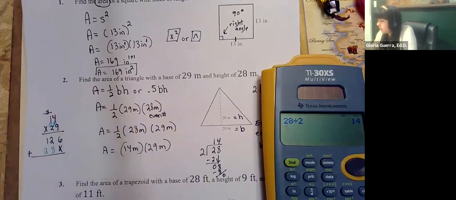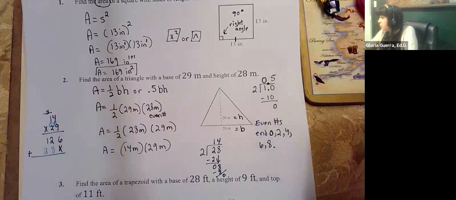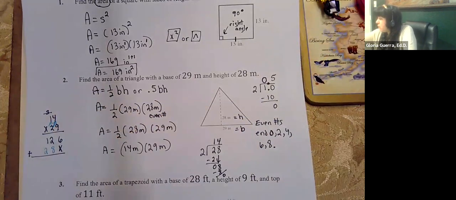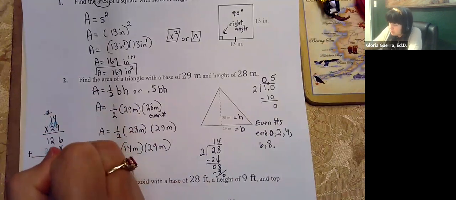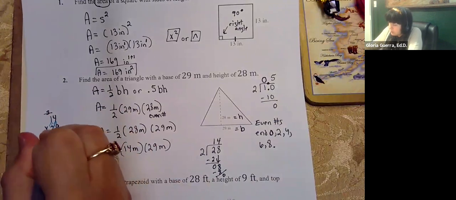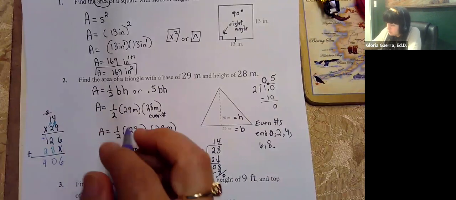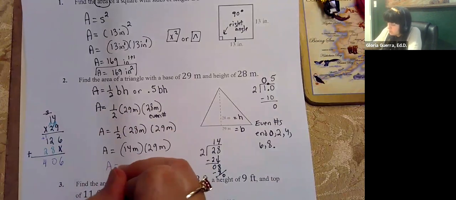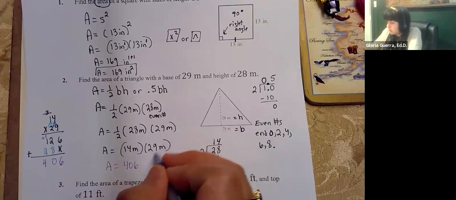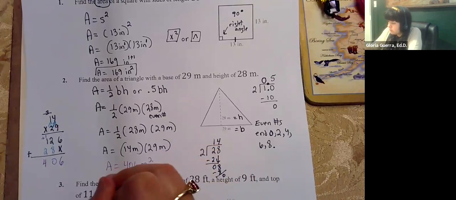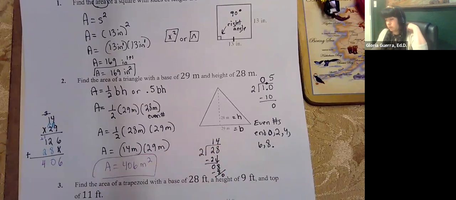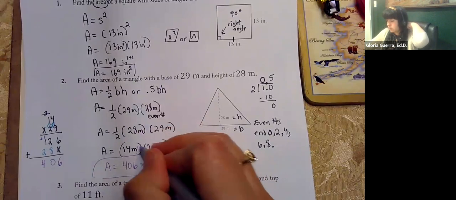So when we add everything up, 6 and nothing is 6. 8 and 2 is 10. Carry the 1. 2, 3, 4. So it looks like it's 406. And meters times meters is going to be meters squared, for the similar reason that we talked about over here. When you're multiplying like bases, you keep the base and you add the little exponents.